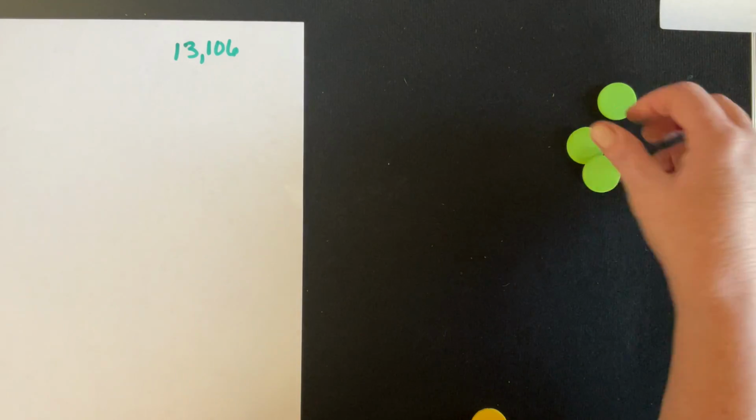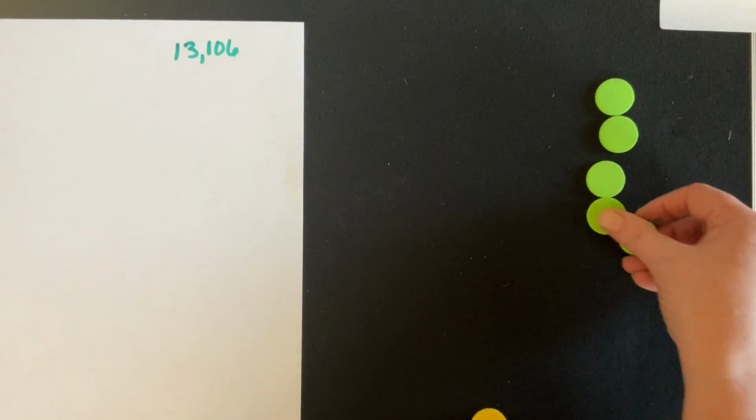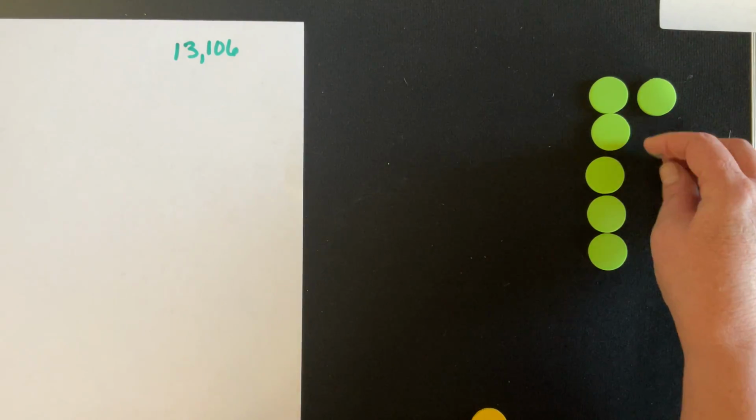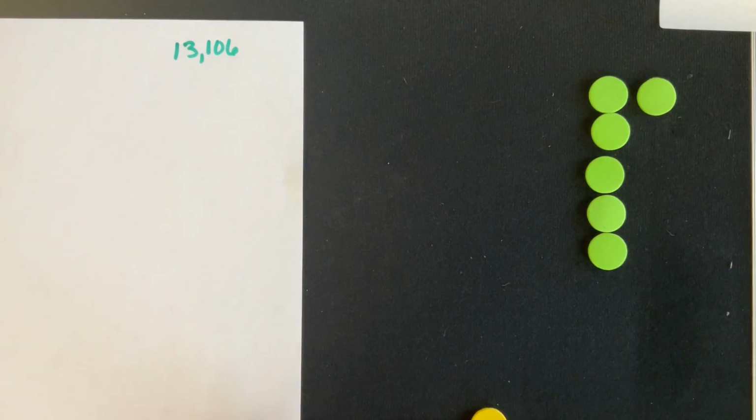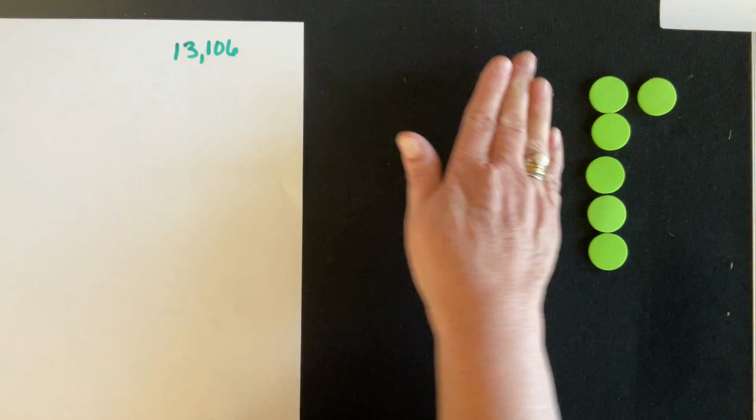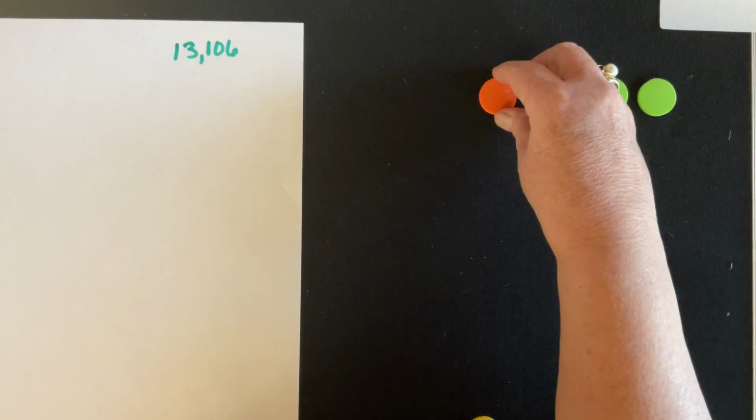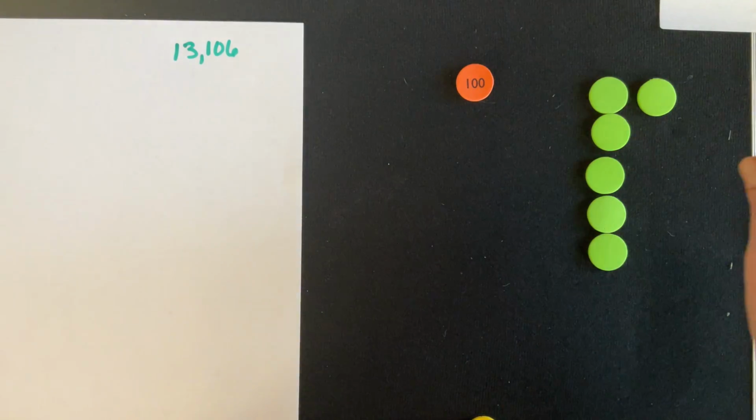So I'm going to build my 6 ones. And it doesn't matter whether the ones show or they don't show. So there's what a 6 looks like. It's a 5 and one more. Now, how many 10s do we have? Well, we don't have any 10s, so I don't put any yellows. We have one 100, so I get to put an orange disc, one 100.